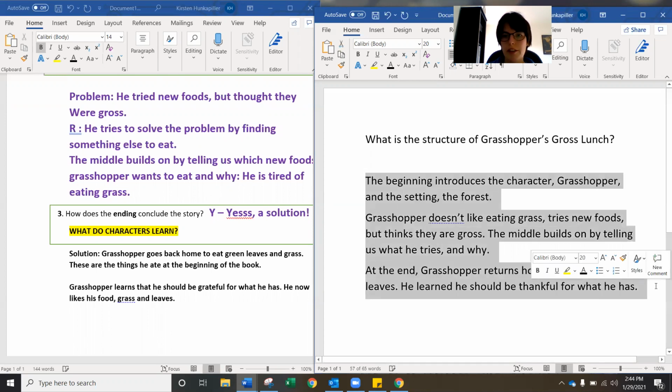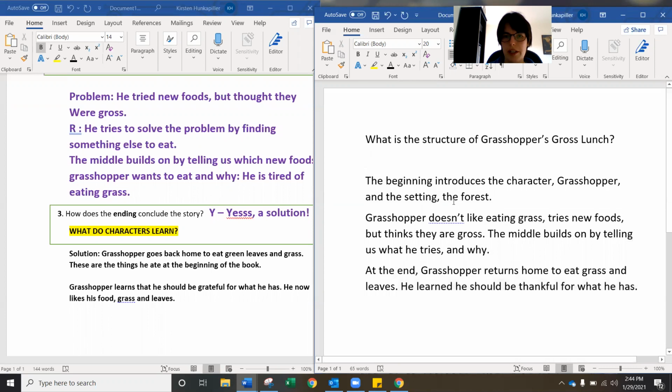This is now how you will describe the structure of a different story. You got this. Hops up.